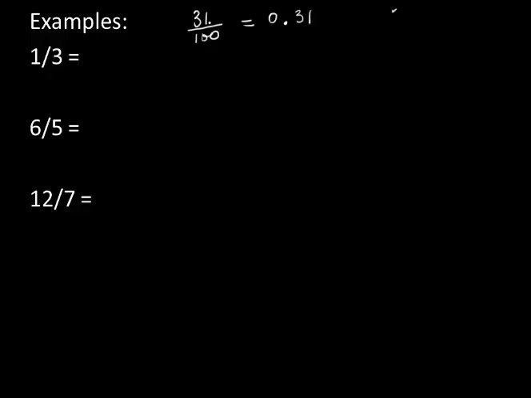If you had 762 over 10,000, well, you just take 762. The decimal point is to the right of the 2, and you're going to move it 4 places to the left. 1, 2, 3, and 4. So if you have a power of 10 in the denominator, it is very simple. You simply move the decimal point. Now for these other ones, well, let's do 6/5 next.